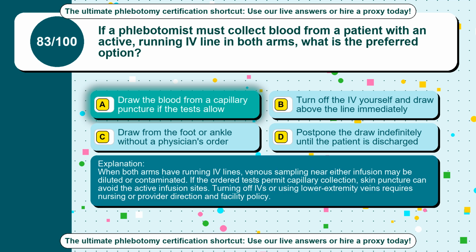When both arms have running IV lines, venous sampling near either infusion may be diluted or contaminated. If the ordered tests permit capillary collection, skin puncture can avoid the active infusion sites. Turning off the IV or using lower extremity veins requires nursing or provider direction and facility policy.